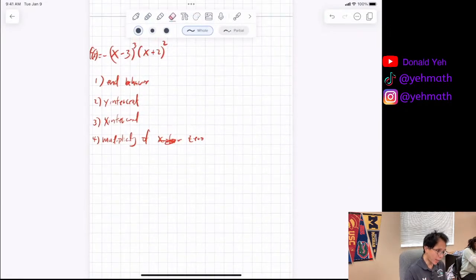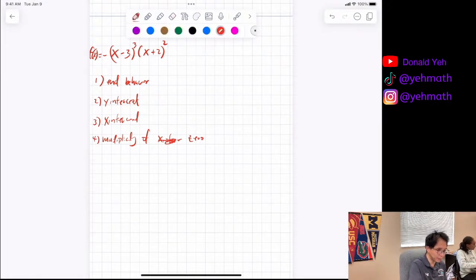Let's check this graph. The end behavior is going to be what? Well, what's the leading coefficient here? Negative x to the third times x squared. What is x to the third times x squared? X to the fifth. Good. So it'll be negative x to the fifth.